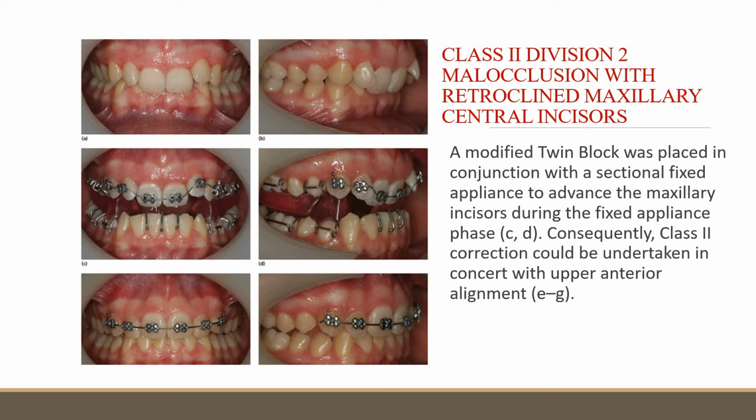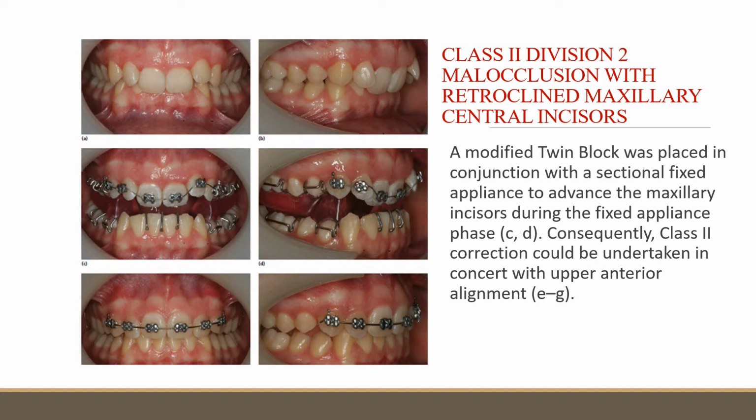Angle class 2 division 2 malocclusion treatment can be undertaken more easily in the mixed or in the permanent dentition. Since the malocclusion is associated with retro-inclined maxillary central incisors and often at least one proclined lateral incisor and a deep bite, the treatment is usually achieved in 3 phases. The treatment starts with proclination of the incisors. The class 2 division 2 malocclusion is converted to a class 2 division 1 malocclusion.